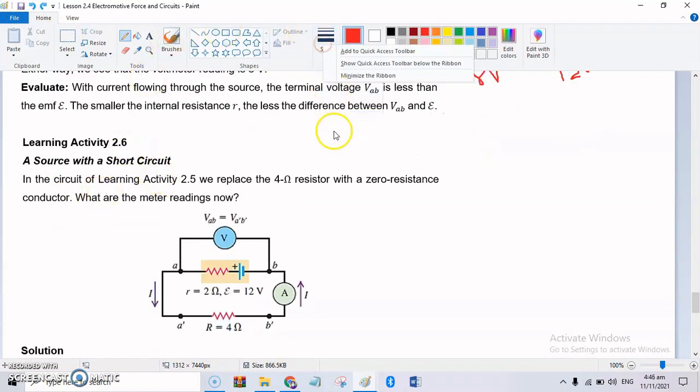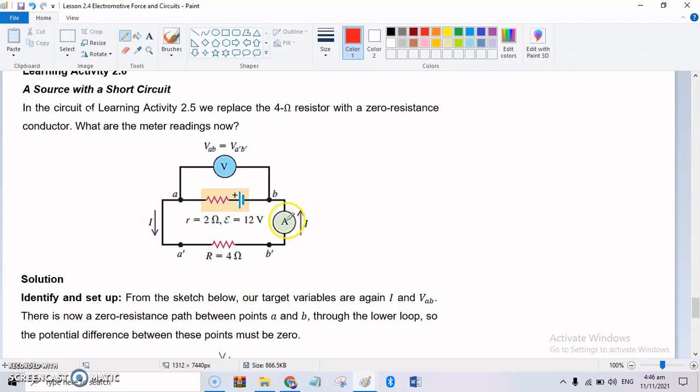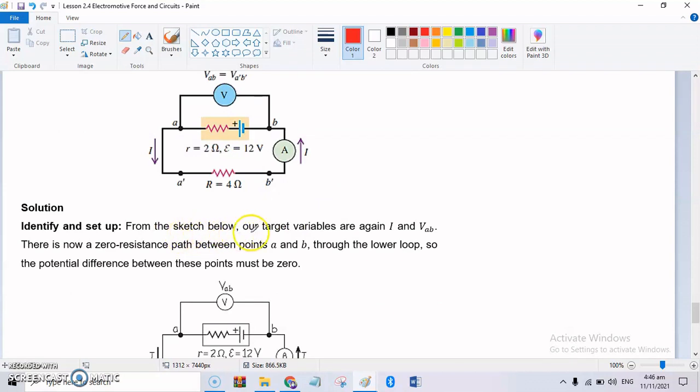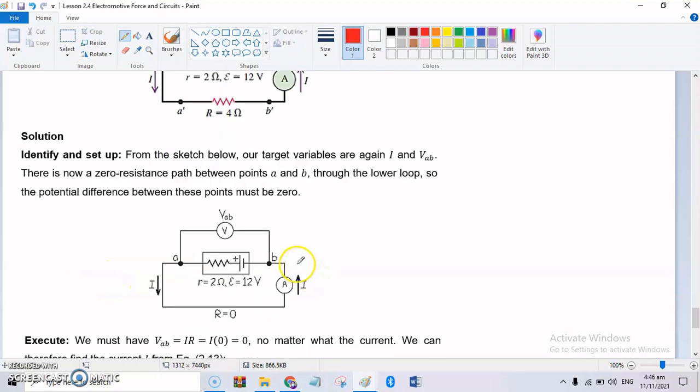Now, learning activity 2.6. A source with a short circuit. In the circuit of learning activity 2.5, we replace the 4 ohm resistor with a 0 resistance conductor. What are the ammeter readings now? When we say meter readings, we mean the ammeter and the voltmeter readings. From the sketch below, our target variables are again the current and the voltage across the source. There is now a 0 resistance spot between points A and B through the lower loop, so the potential difference between these points must be 0. Okay? So R now is 0.